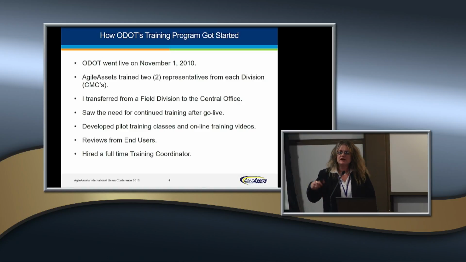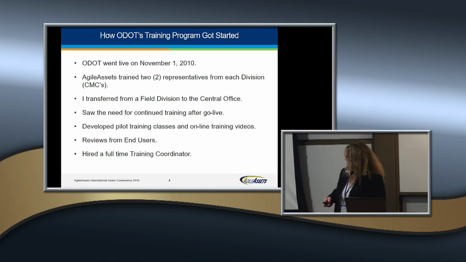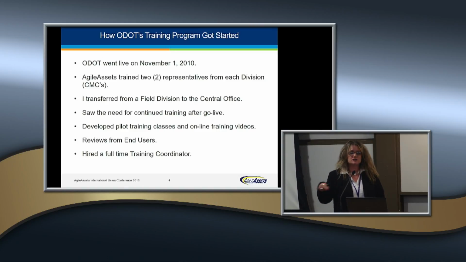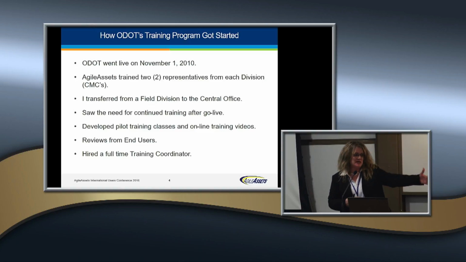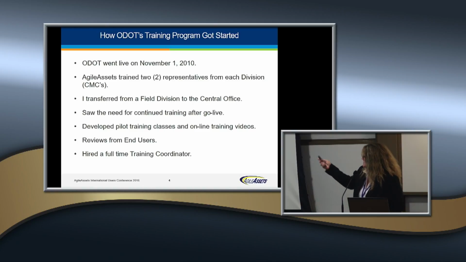At the time of the Train the Trainer training, I was in the field division 4 as their office manager, and I was selected to do all modules, learn all the modules and go back and train all of division 4 on AgileAssets. About 2 weeks prior to going live, middle of October, I lateral transferred to the maintenance division. So I actually missed out on all the implementation of preparing to go live. I came in at the right time. And so then I transferred from the field division to the central office 2 weeks before that go live date.